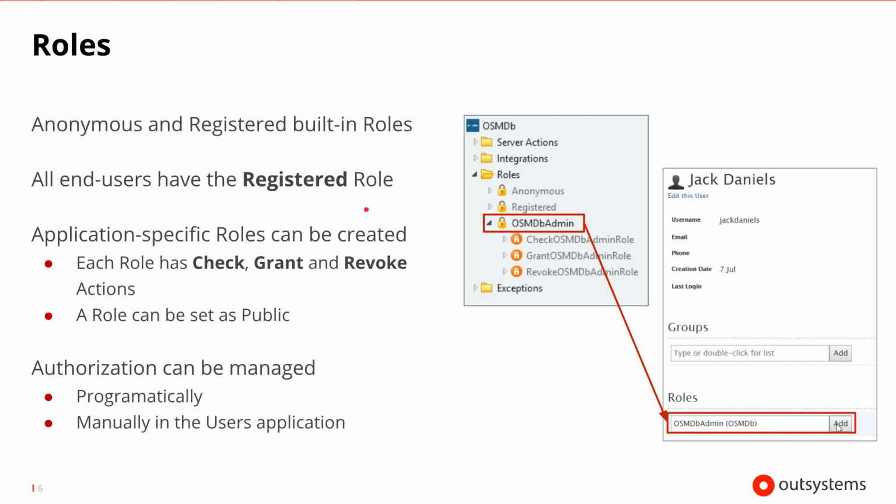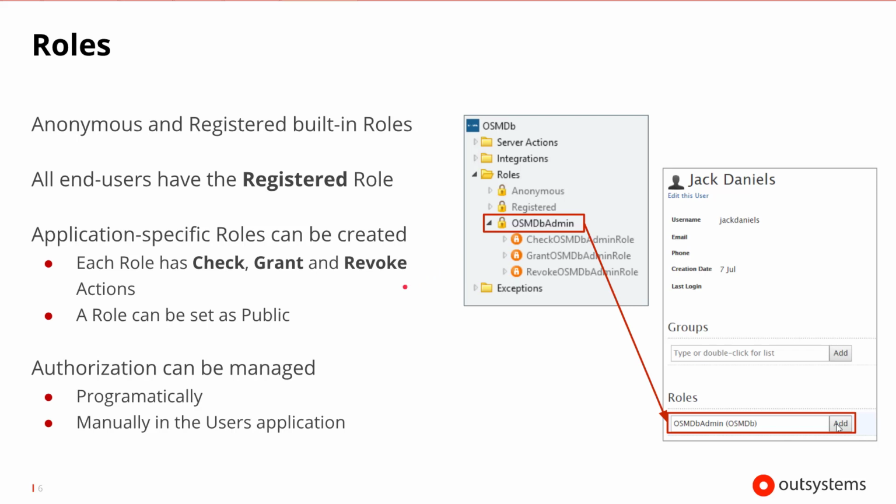And then from there on, we can create application-specific roles. So here we have the OSMDB admin, which is our OutSystems Movie Database administrator. That role now has been created inside of our OSMDB module. Once that role gets created, 3 actions also get created. And those 3 actions are check for this role, grant this role, or revoke that role. So all of these actions would now be available for us inside of our application.